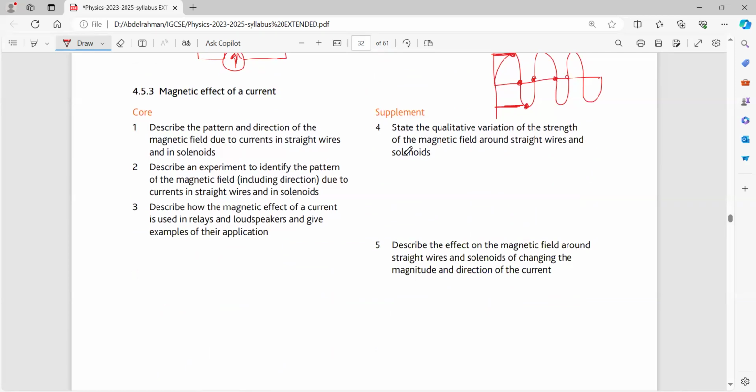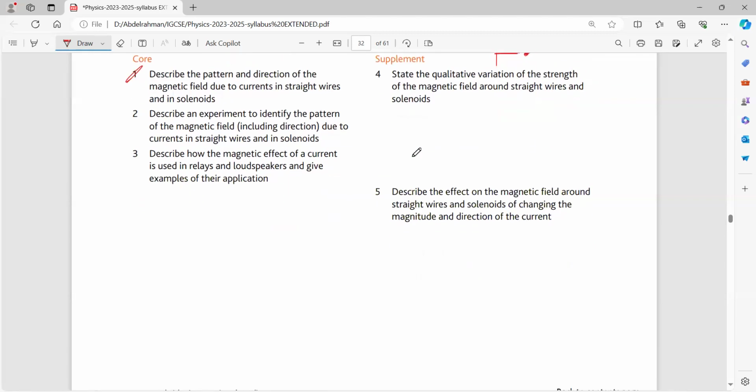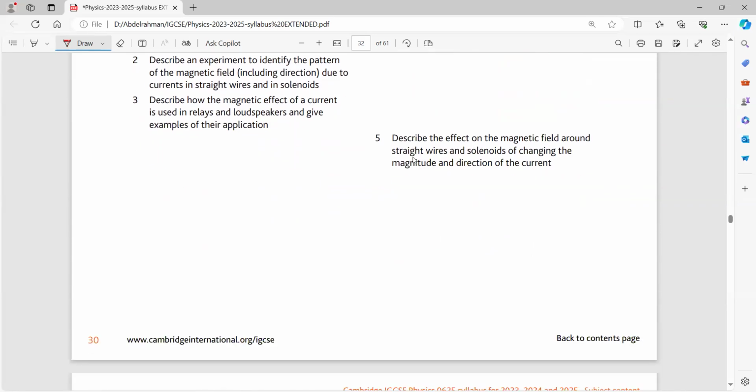Magnetic effect of a current. Describe the pattern and the direction of the magnetic field due to currents in straight wires and solenoids. If we had a wire moving into the page or out of the page, if you remember, into the page was an X. And how do we draw the magnetic field into the page using the right hand rule grip? It will rotate in a clockwise motion. And then you had two circles which were close together, and then a third one which was a bit further apart.